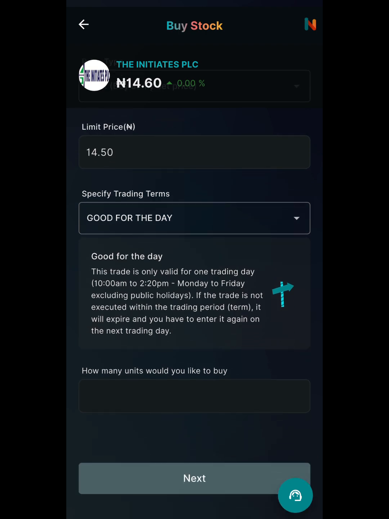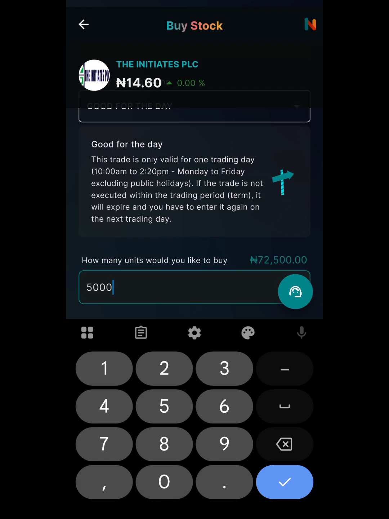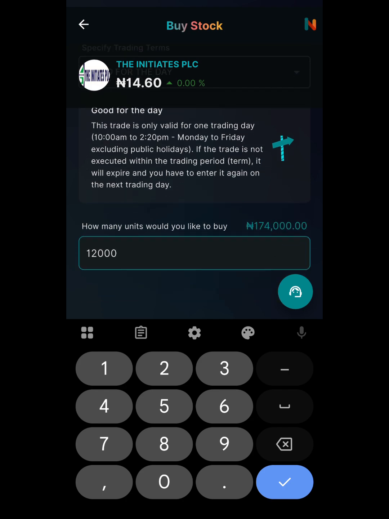How many units would you like to buy? I think I have like 170,000 naira, so let's do 500 units and see how much that will be. 5,000 units, 50,000 units. That's a lot. So let's do 8,000 units. We're getting there. Let's do 15,000 units. Let's do 12,000 units. I'm calculating it here, as you can see. So this is 174,000.